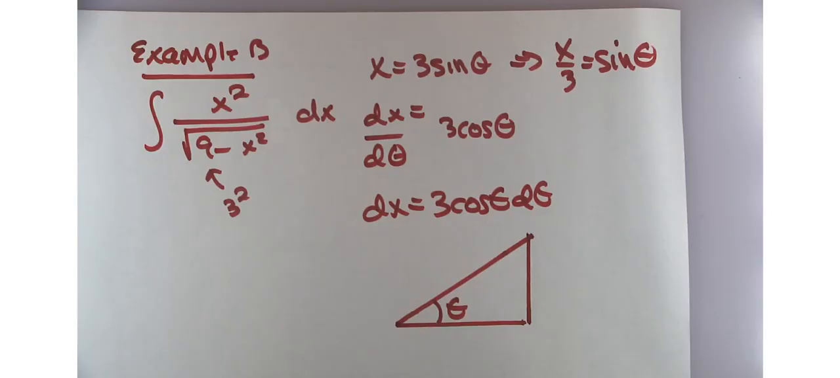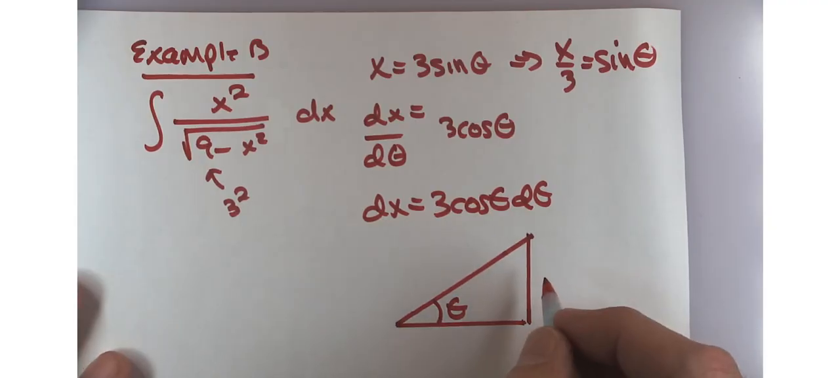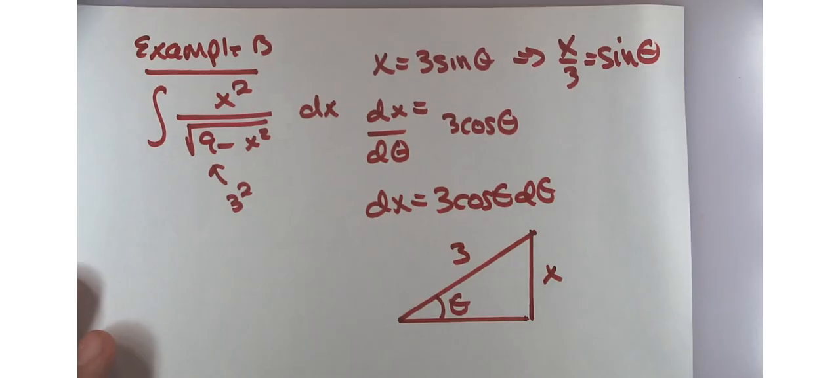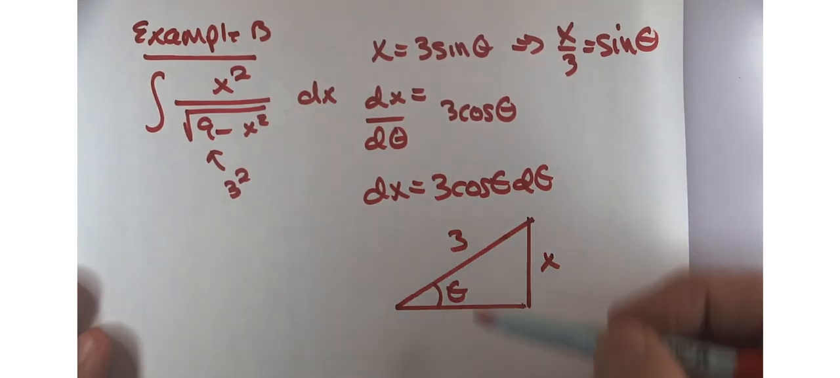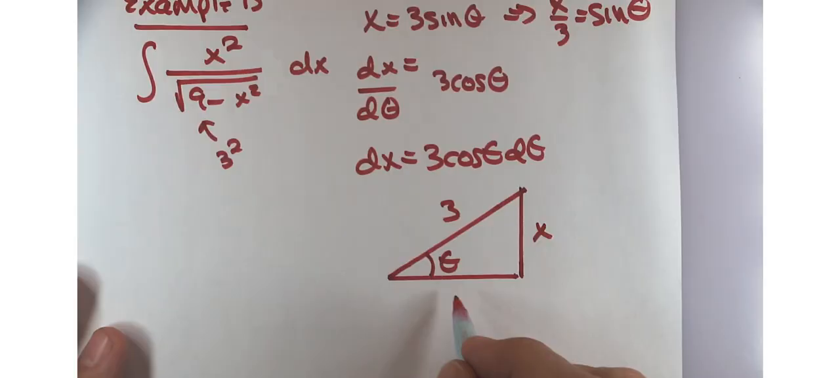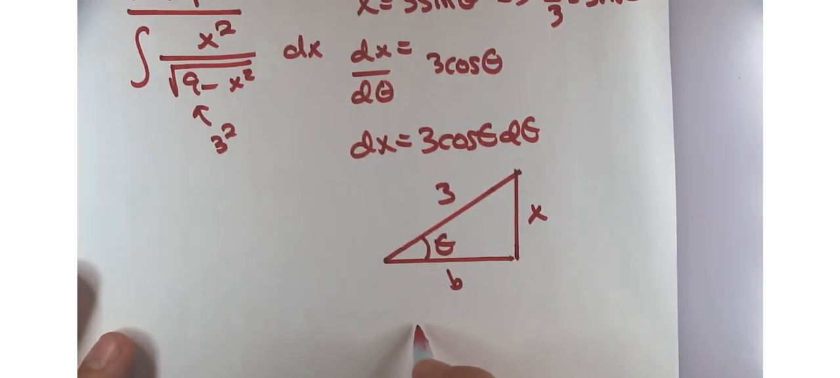What could these sides be? What do we got? x is on the right side. And all right, 3 is the hypotenuse. 3 is the hypotenuse. Nice. Now, if you solve for this side, call it A or call it B or whatever you want, you're going to have to use the Pythagorean theorem, right? So let's call it B for the moment. You're going to have B squared plus x squared equals 3 squared.